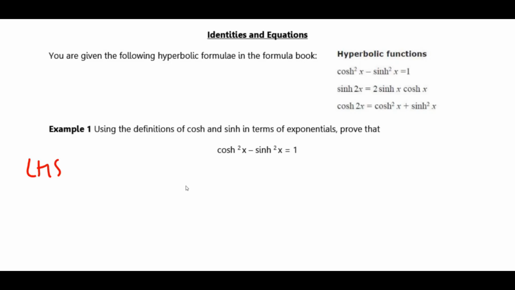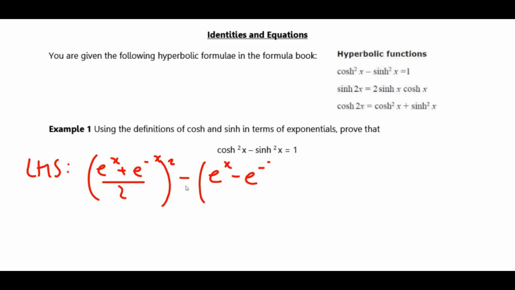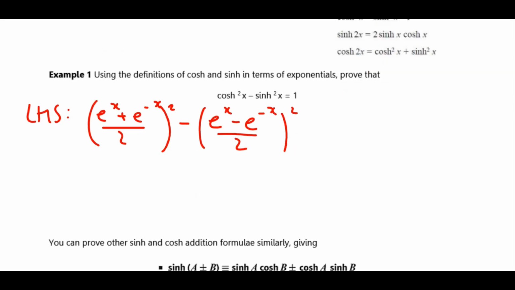Looking at the left-hand side of this identity, we know cosh x is e to the x plus e to the minus x over 2. I'm going to square that. We know sinh x is e to the x minus e to the minus x over 2. I'm going to square that as well. Expanding this out gives me e to the 2x. E to the x times e to the minus x will just give you 1, and you'll get that twice. And you'll get e to the minus 2x, and this will all be over 4.